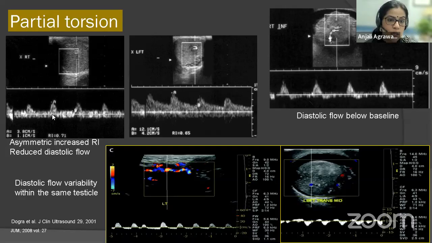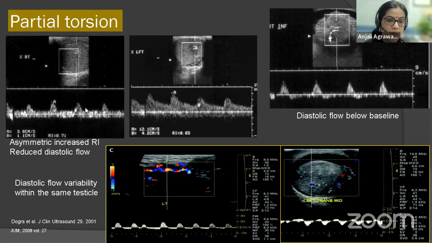And as I mentioned, the resistive index, for example, this is a side of partial torsion. The flow is there, but the RI is 0.7 and it's 0.65 on the normal side. Look at the diastolic flow. It is reduced compared to the contralateral normal side. So these are the findings that can help you.